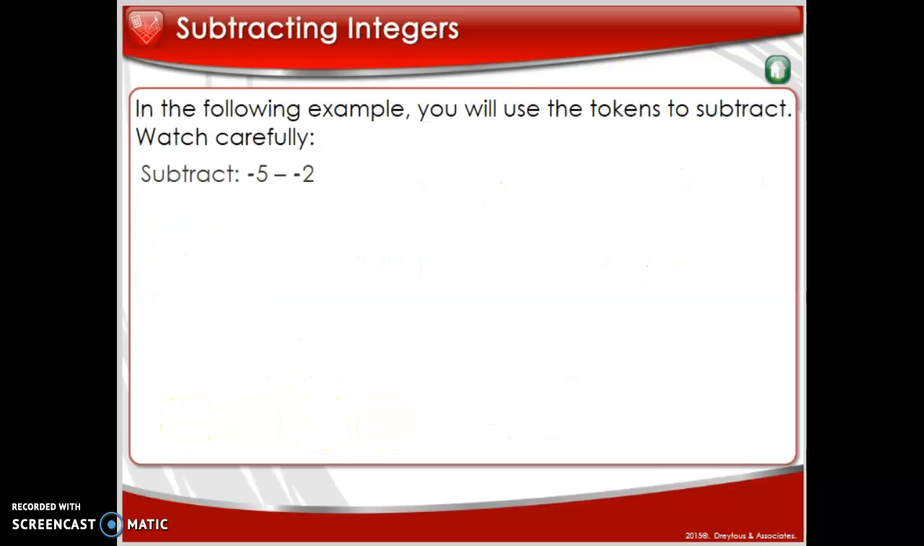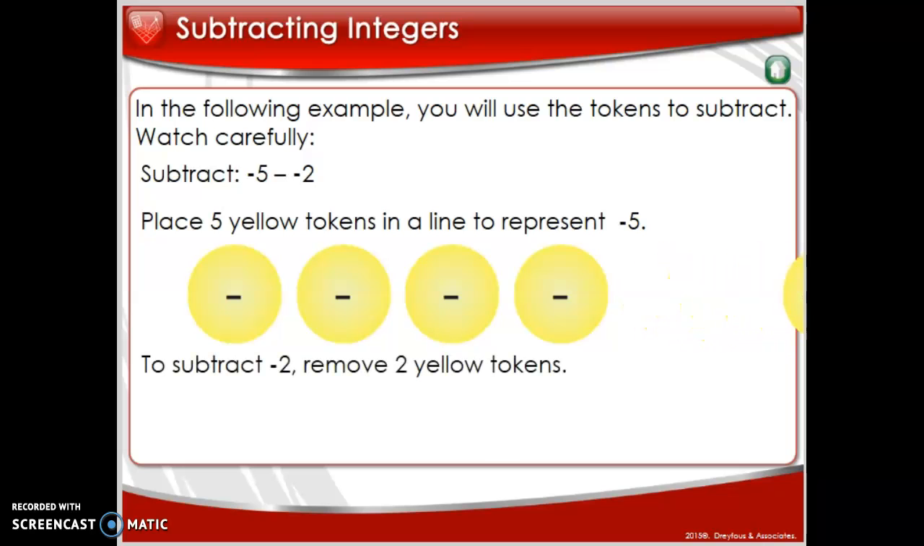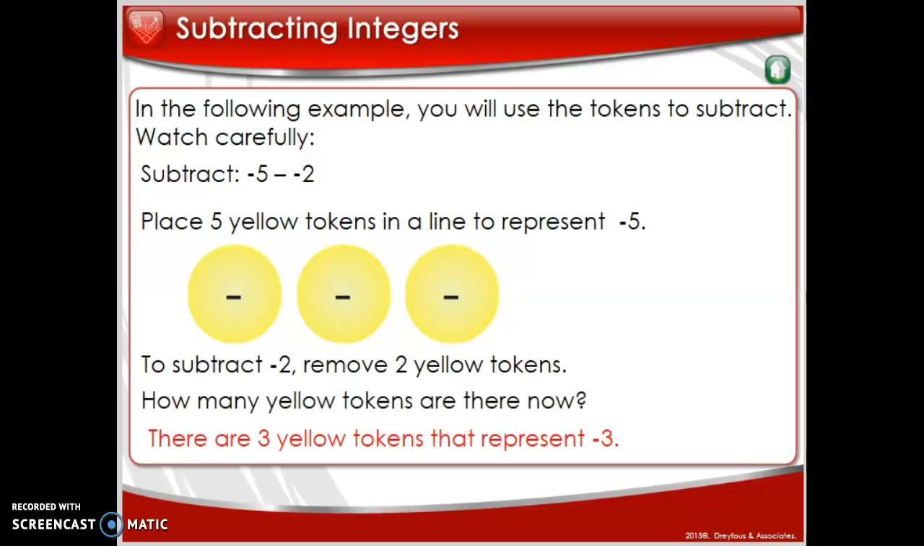In the following example, you will use the tokens to subtract. Watch carefully. Subtract -5 minus -2. To subtract -2, remove 2 yellow tokens. How many yellow tokens are there now? There are 3 yellow tokens that represent -3.